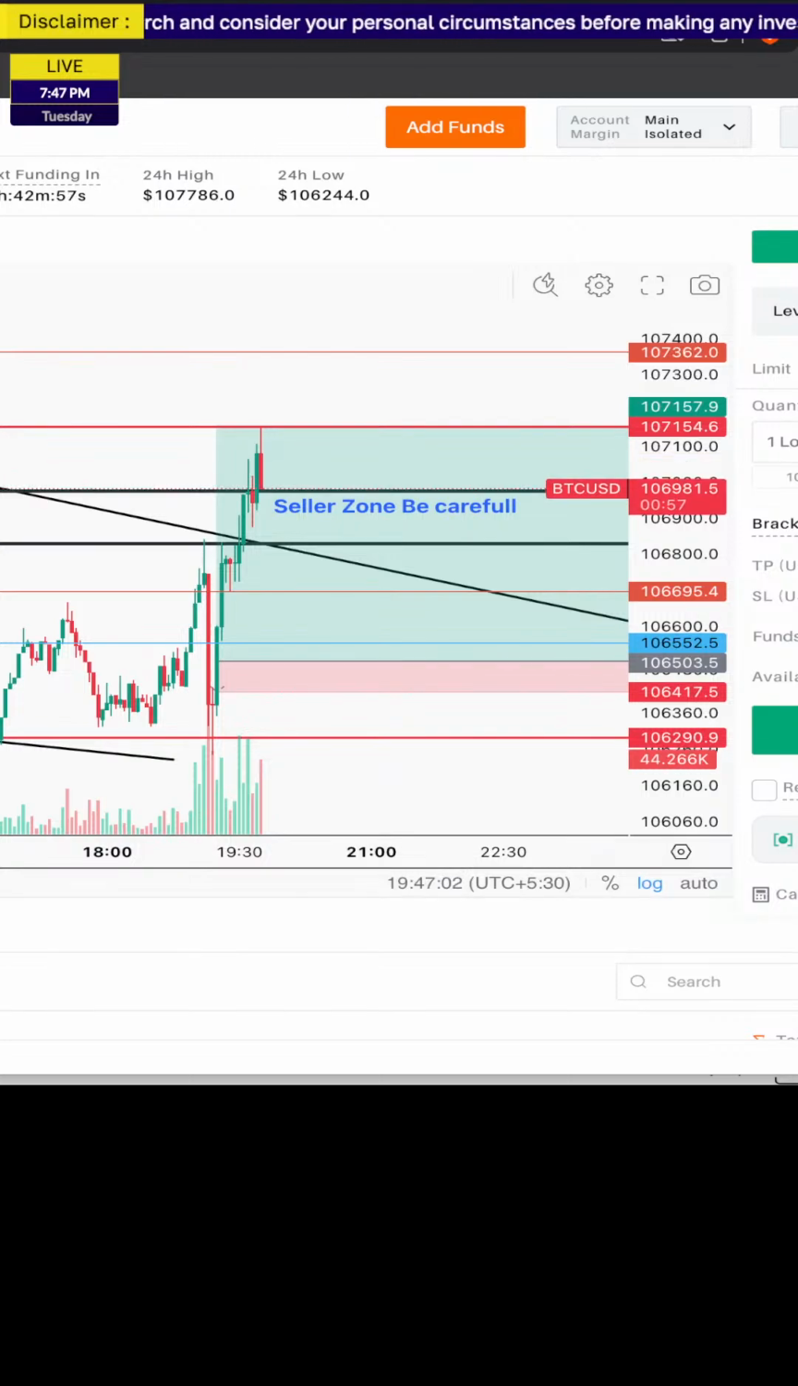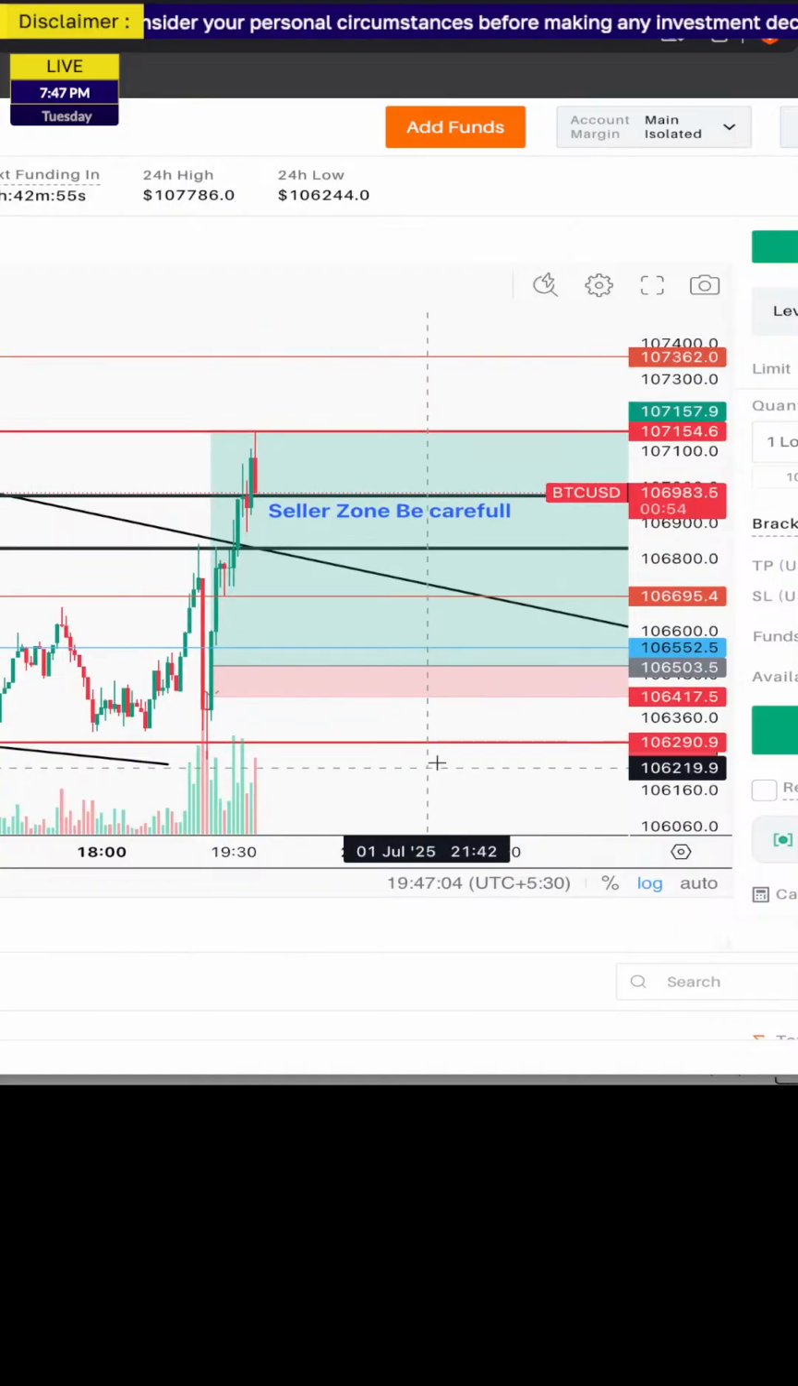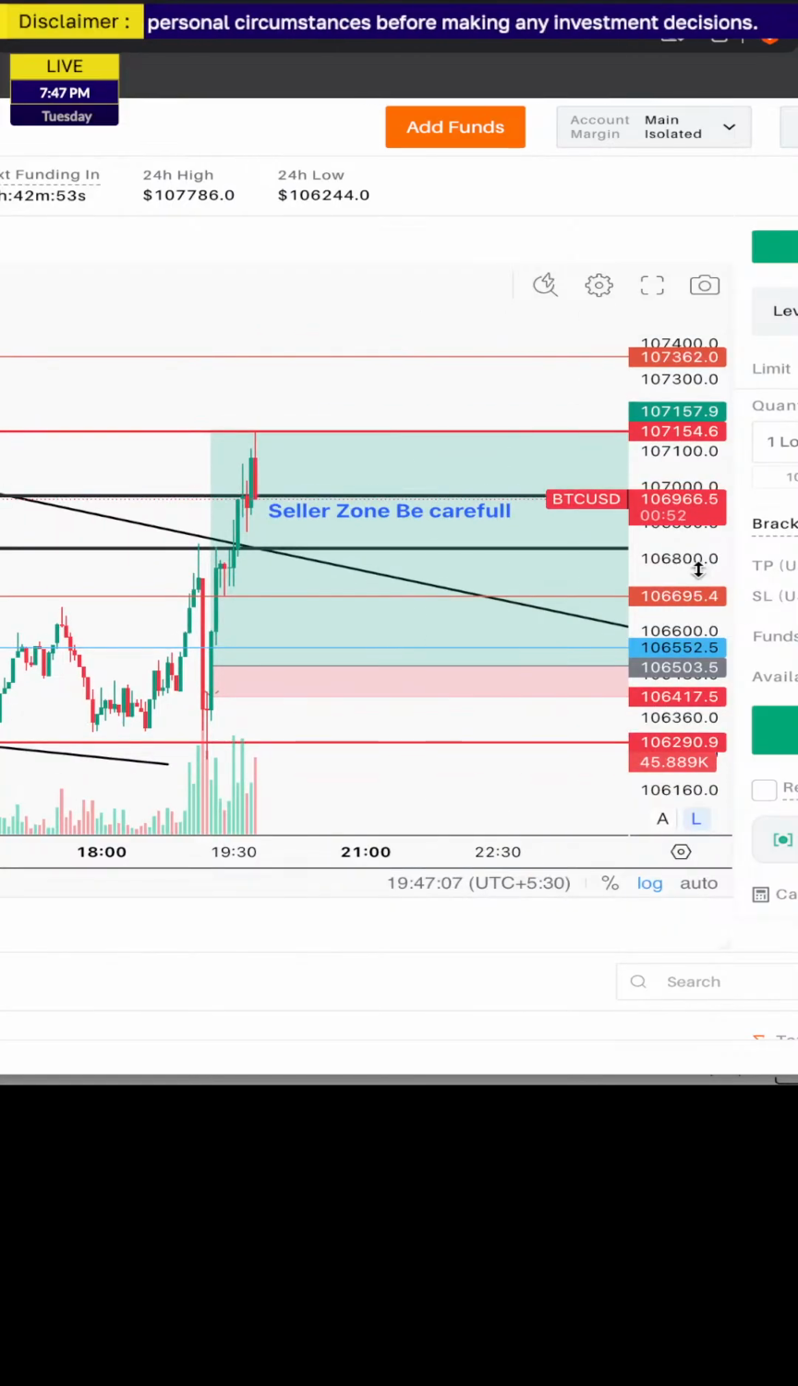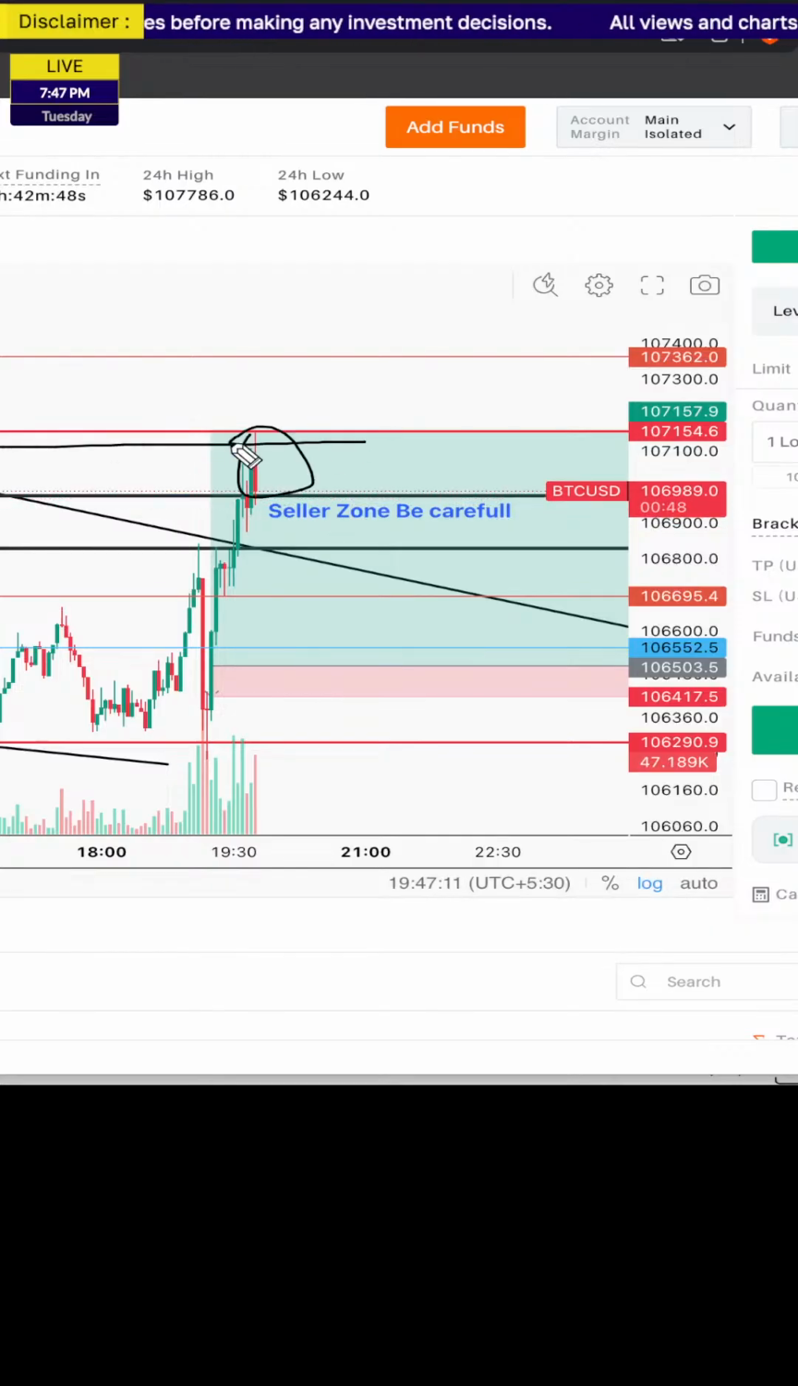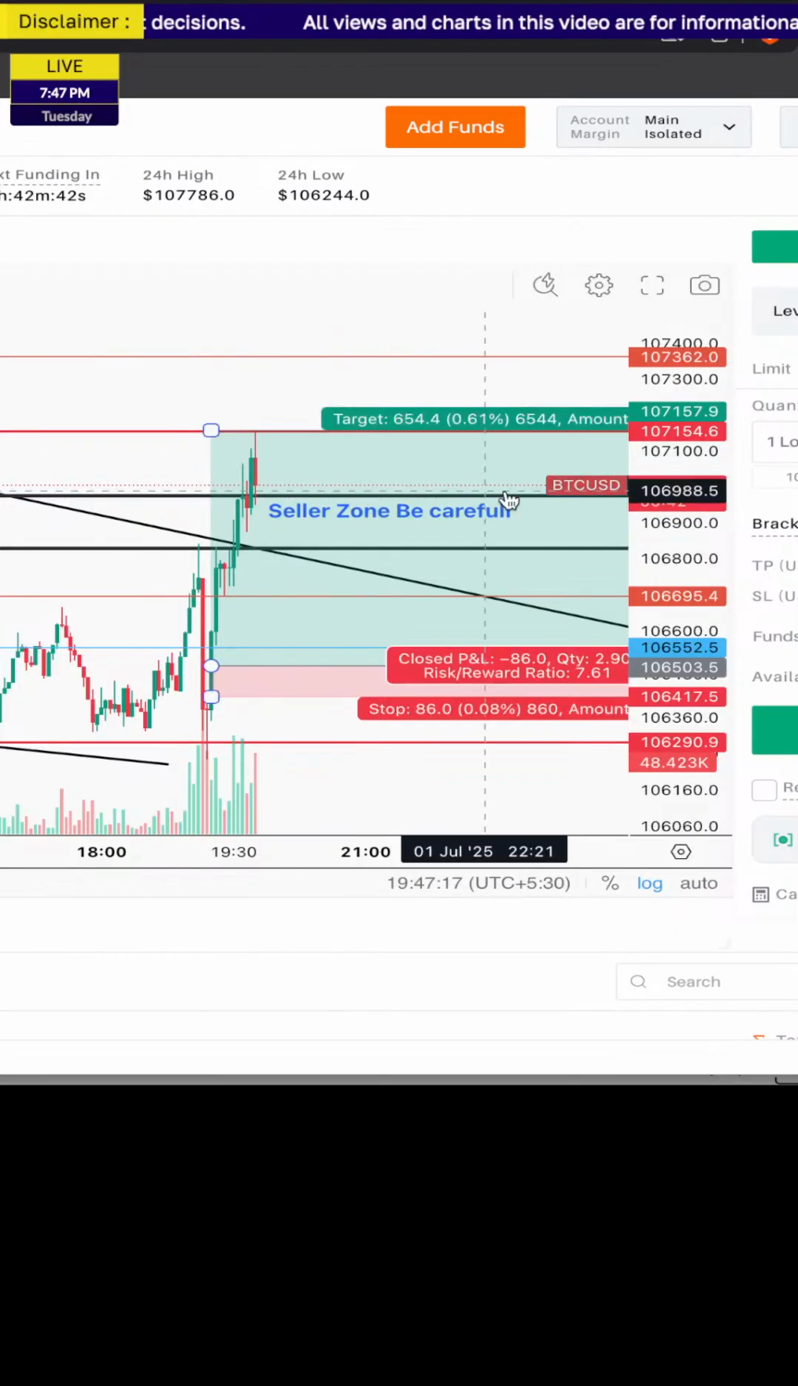How many of you booked the profit? Or how many of you are still holding? Let me know. Selling is a bit strong at this zone after reaching the target. Will I hold the trade? I will hold.